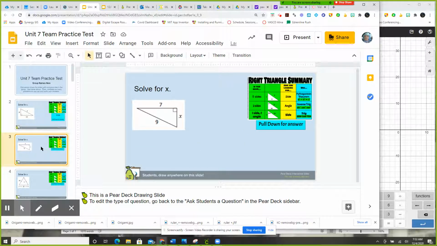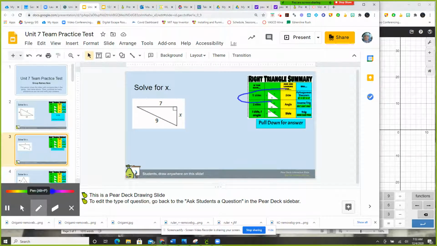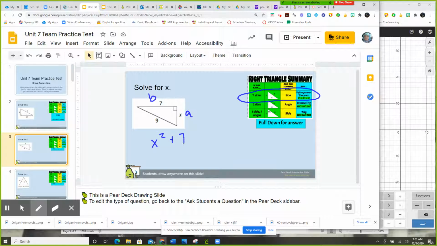How is number 3 different than number 2? Absolutely. So we're still going to use Pythagorean theorem. Go ahead, Victoria. Exactly. So it doesn't matter if this is A and this is B or the other way around. We can just do x squared plus 7 squared equals 9 squared.